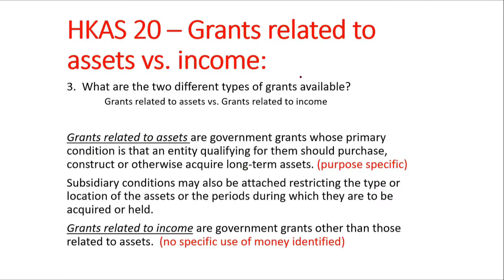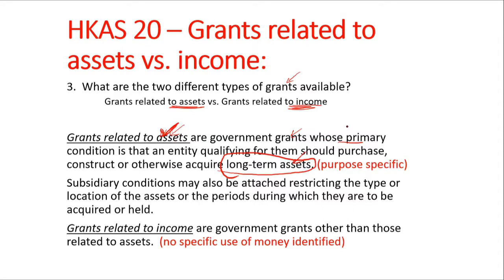Let's look into the two different types of grants that are available: grants related to assets and then grants related to income. So grants related to assets is when government grants whose primary condition is that an entity qualifying for them should purchase, construct, or otherwise acquire long-term assets. So this is about assets, as the word says, grants related to assets.